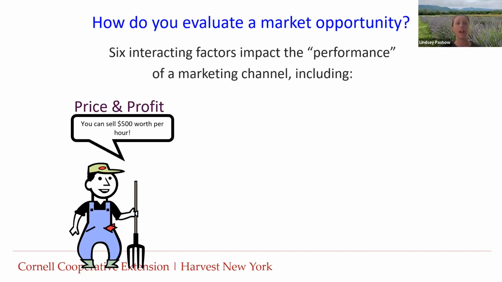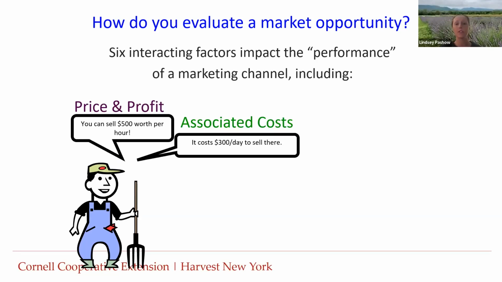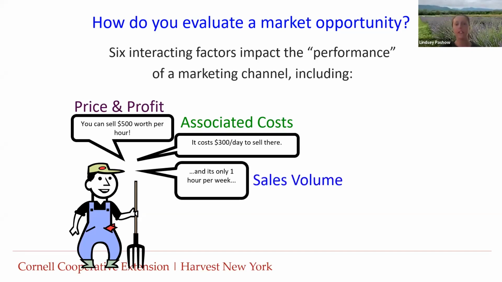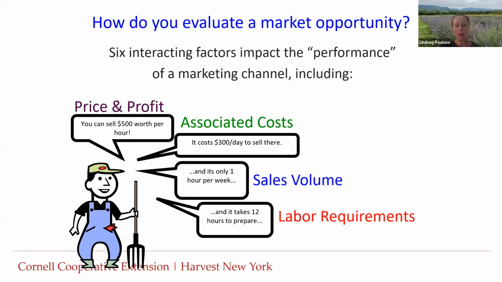So the first is your price and profit. An example is you can sell $500 worth of product in an hour. Let's say this is a farmer's market. But your associated cost to sell that product at that farmer's market is $300 a day. Your sales volume is only 1 hour per week. And your labor requirements to go to that farmer's market take you 12 hours to prepare.